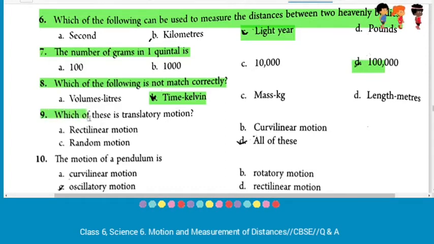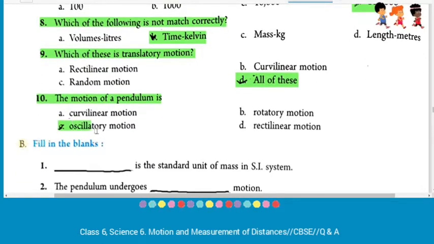Ninth question, which of these is translatory motion? Rectilinear, curvilinear, random, all of these. So all of these is the answer. Rectilinear, curvilinear, random motion, all of these are types of translatory motion. 10th question, the motion of a pendulum is oscillatory motion. Answer is option C, oscillatory motion.